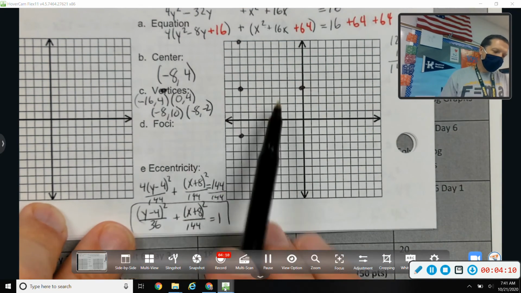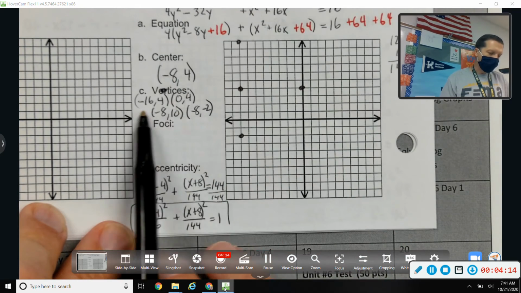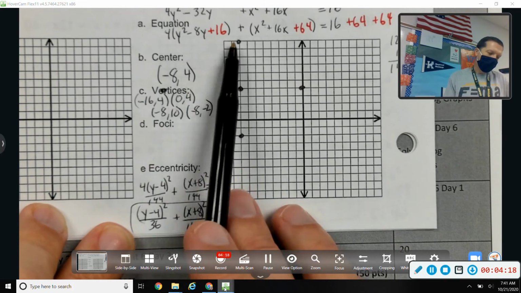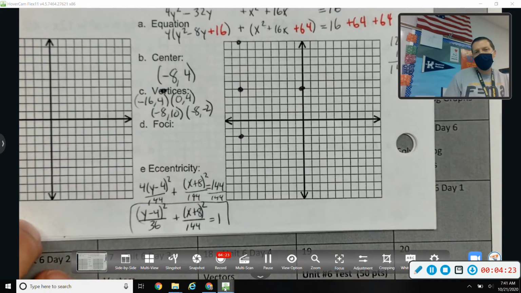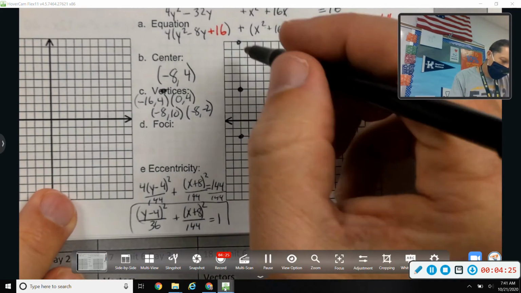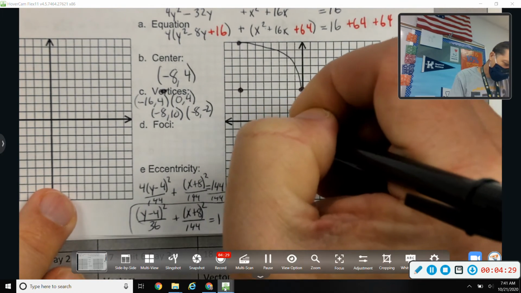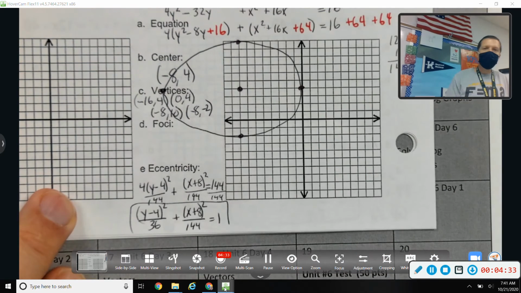I did that in a slightly different order than I usually do. Sometimes I put all the vertices on and then go write their points. Other times, what I just did was write the vertices as I'm plotting the points. Whichever way makes more sense to you. All right, big ellipse, but I'm ready to sketch it in here. It's definitely egg-like, but that's okay. It's an ellipse.